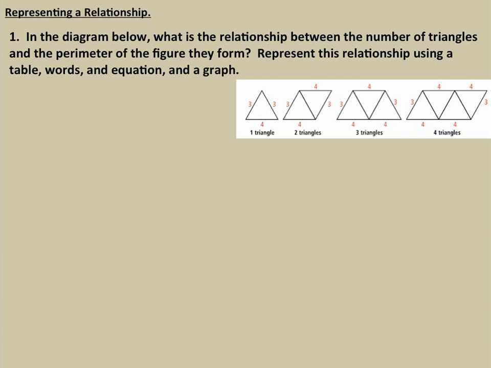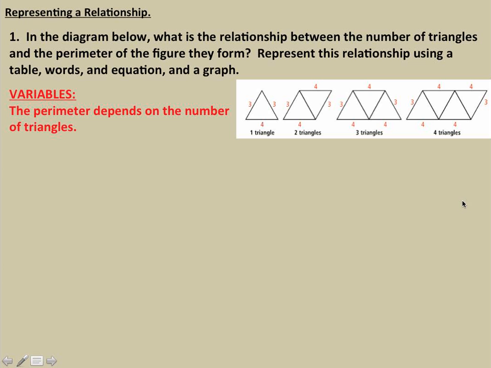Great. Okay, another example. Diagram below, what's the relationship between the number of triangles and the perimeter of the figure they form? Represent this relationship using a table, words, an equation, and a graph. Okay. So we got some triangles with the pictures. 2 triangles, here's your picture. 3 triangles, here's your picture. 4 triangles, here's your picture. So in all the pictures, the 3 and the 3 stays the same. Right? You're just adding a certain number of 4s into your picture.